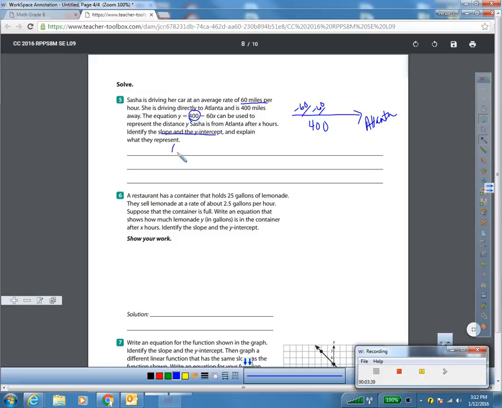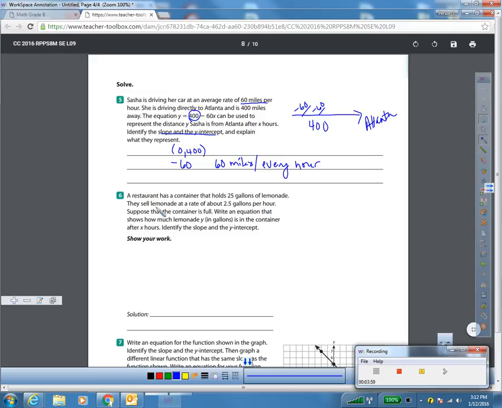Your y-intercept is her starting distance. You're going to explain that, the starting distance. And -60 is your slope because she's taking off 60 miles for every hour that she travels, because she's getting closer and closer to Atlanta.